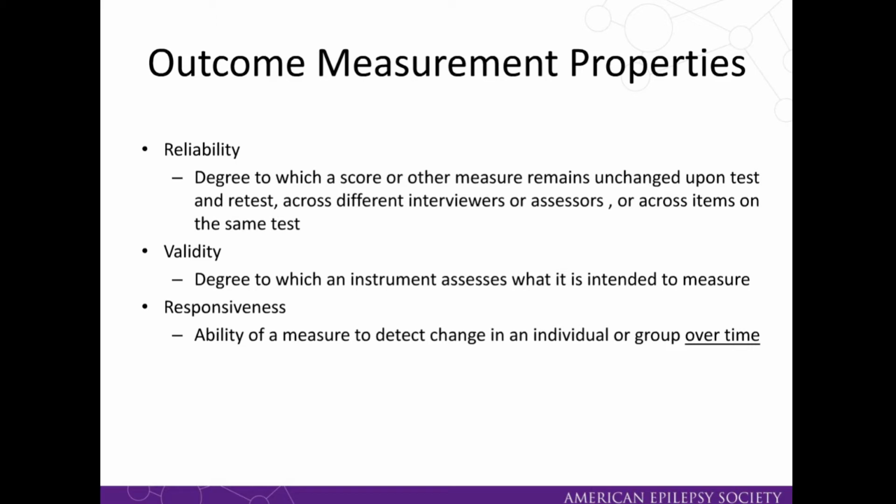Responsiveness is the ability to detect change over time. So we obviously want to use an instrument that would be able to identify improvement or worsening of the subject's state. For example, a seizure severity measure should be able to measure the improvement in seizure intensity or severity after an intervention which improved the overall seizures.